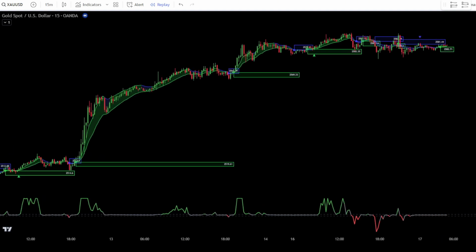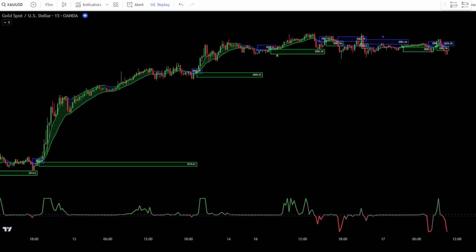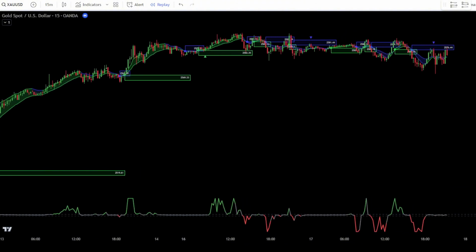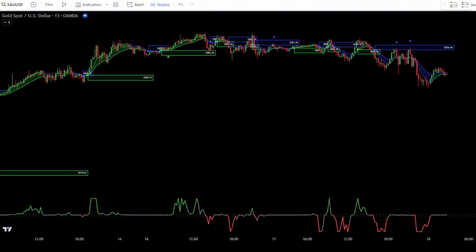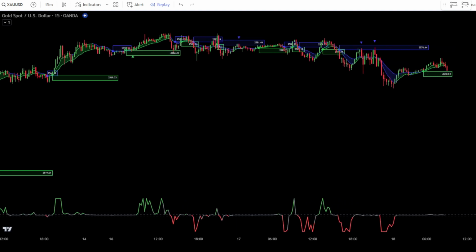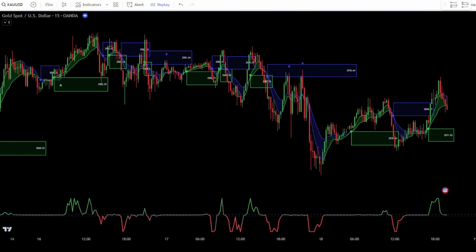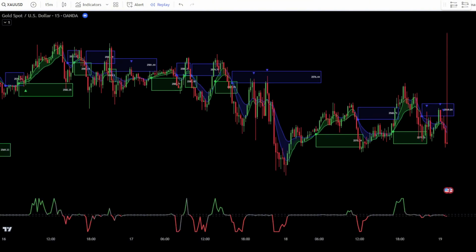We'll demonstrate how to use this free buy-sell indicator for scalping XAU USD or gold on the M15 timeframe. But that's not all. You can also use this buy-sell indicator on other assets like forex, crypto, stocks, and more. Want to know how to use this indicator?